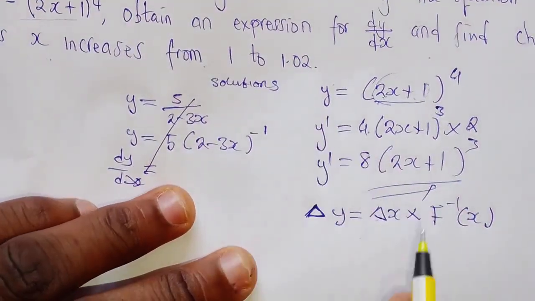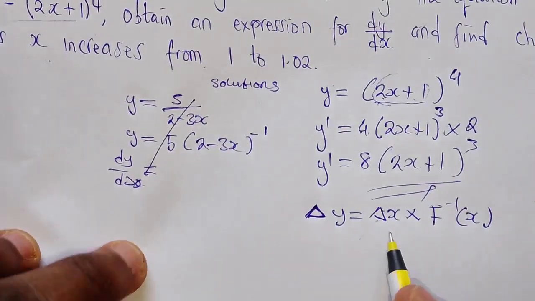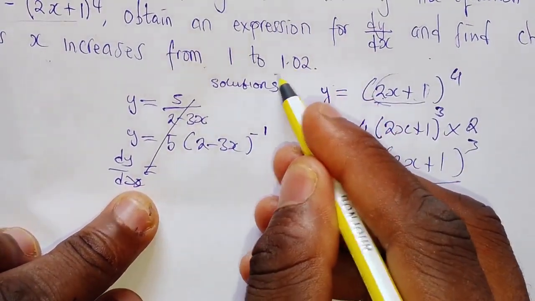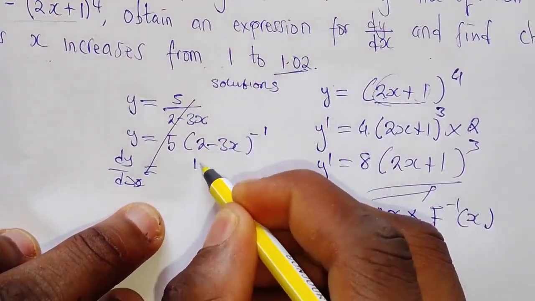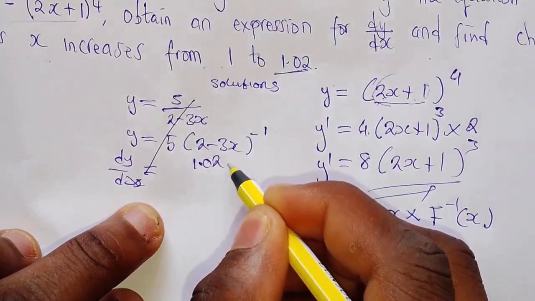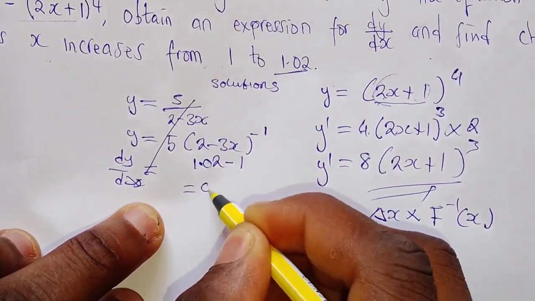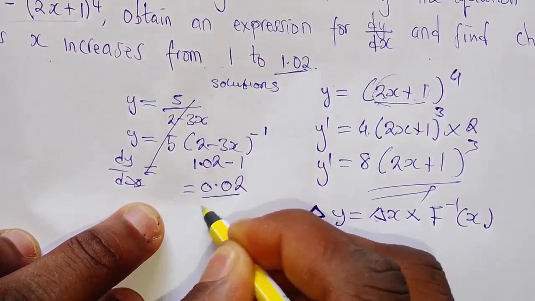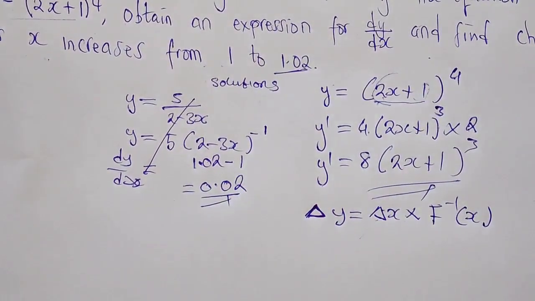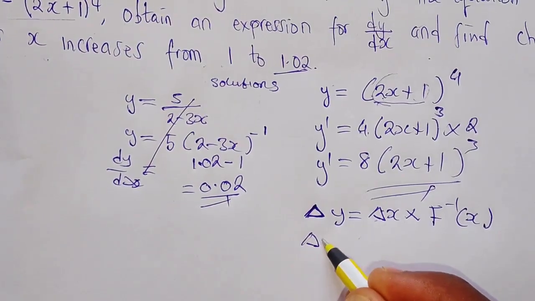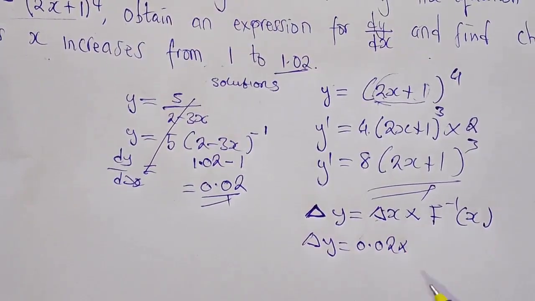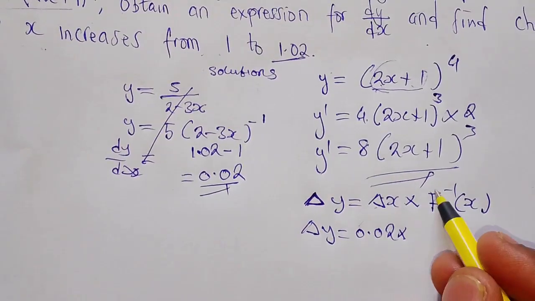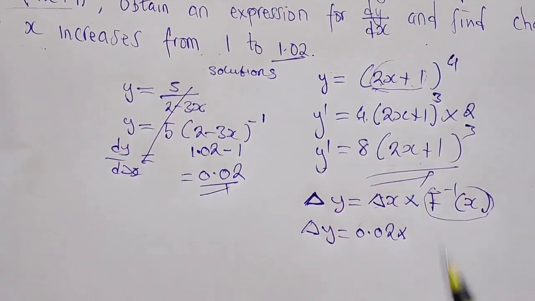So change in y is simply change in x multiplied by the derivative of the equation. How do we find the change in x? Change in x is found by doing the final value minus the original one. So we have 1.02 minus 1, which gives us 0.02 as the change in x. So change in y is equal to 0.02 multiplied by this derivative.